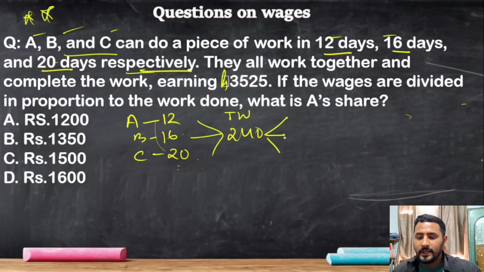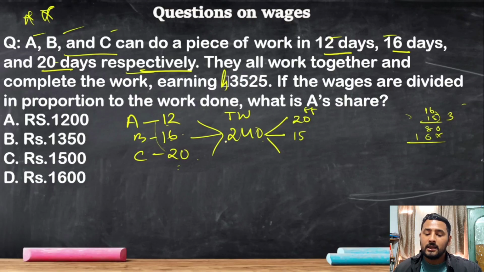Now get the efficiency. How will you get efficiency? 12 into how much is 240? 12 into 20. 16 into how much? 16 into 15 is 240, then 20 into 12. So now we know the efficiency of all of these.